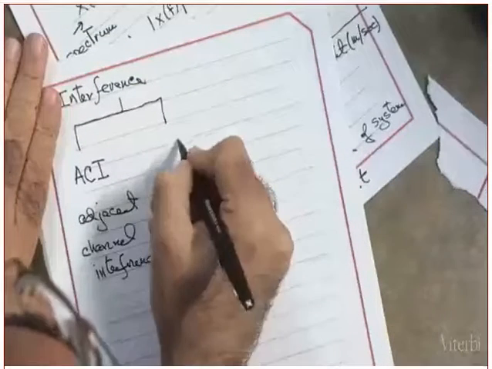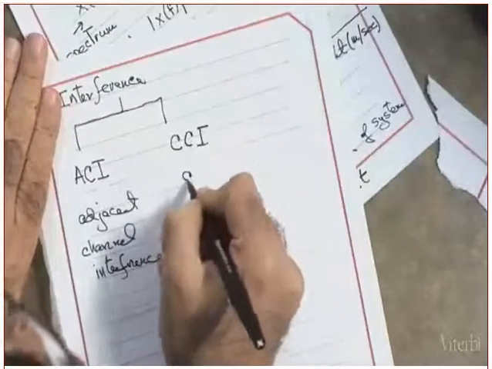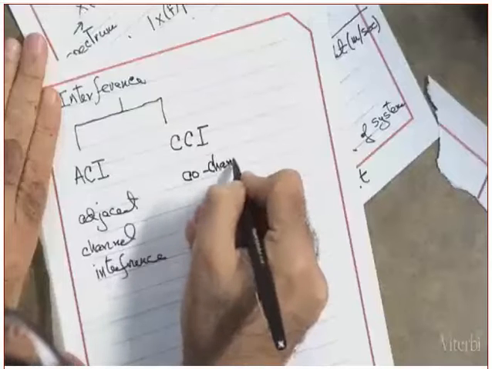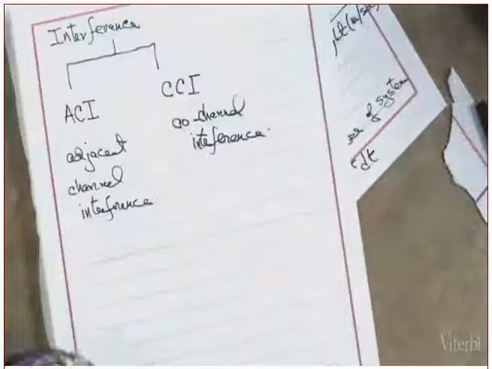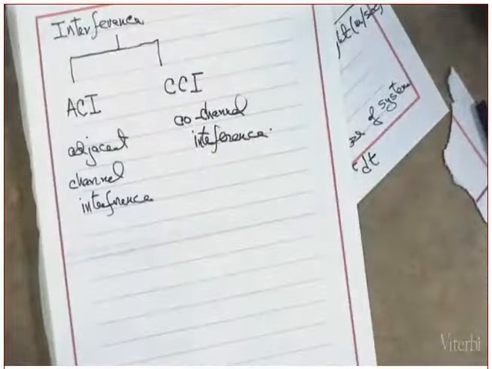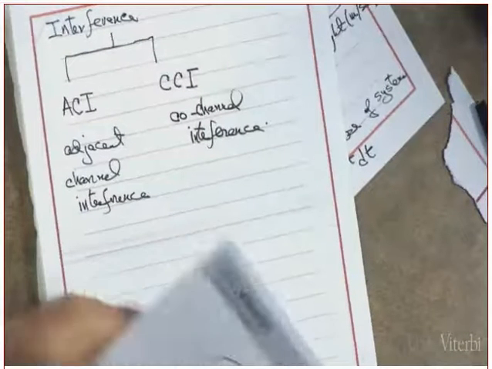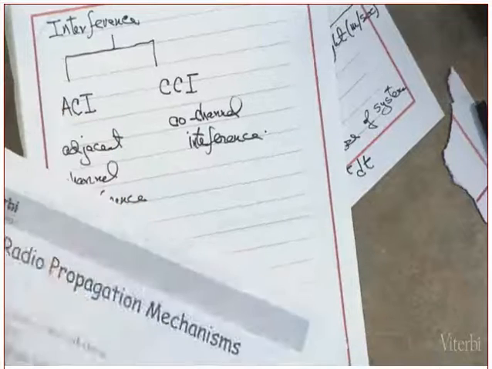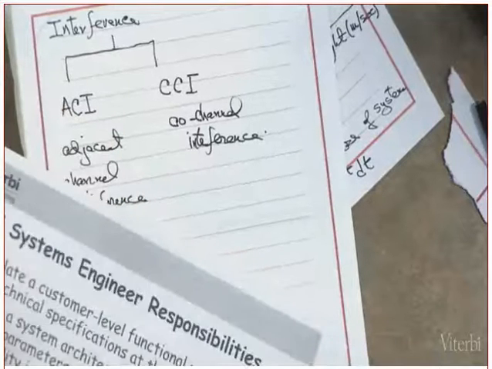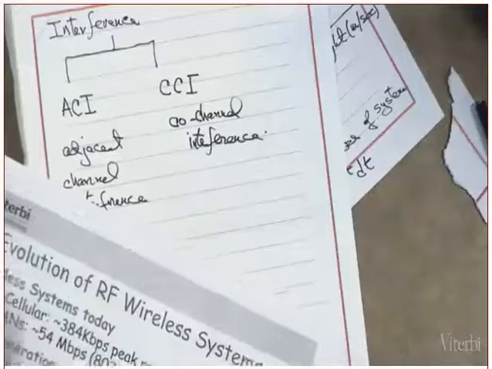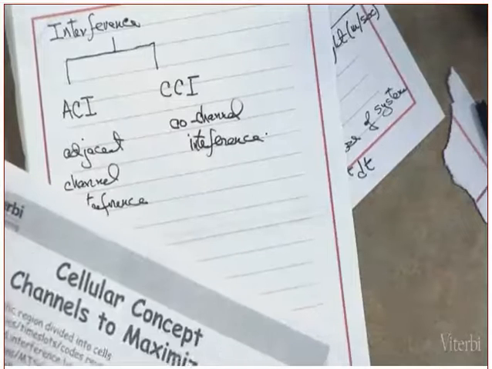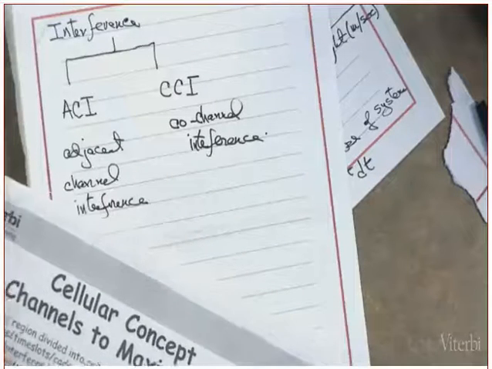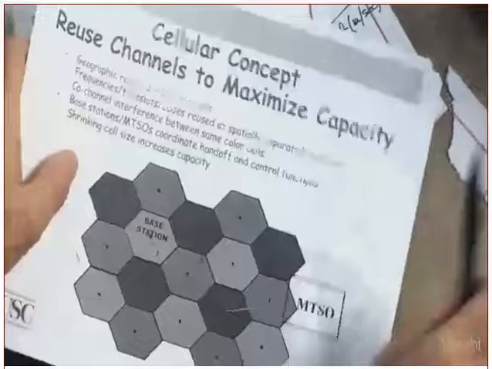Now, again, what is the other one? CCI. CCI stands for what? Co-channel interference. Let me jump here a little bit to show you what I mean by that. Co-channel interference. I messed up my chart. Here. This is a what? This is a cellular architecture.